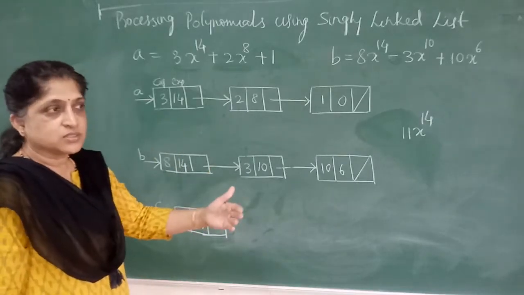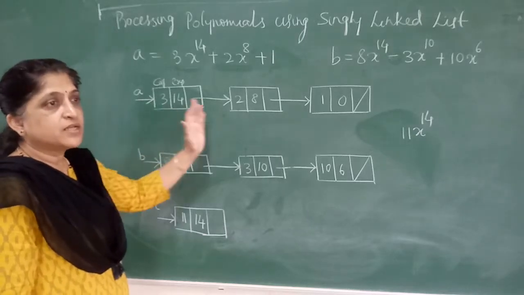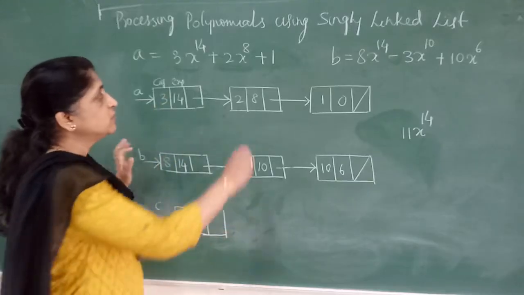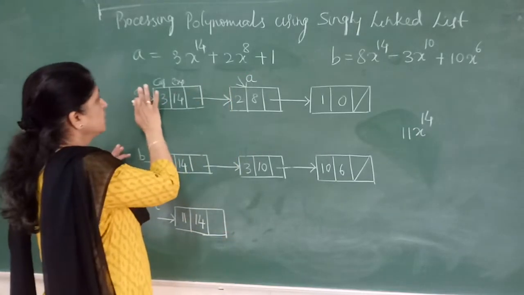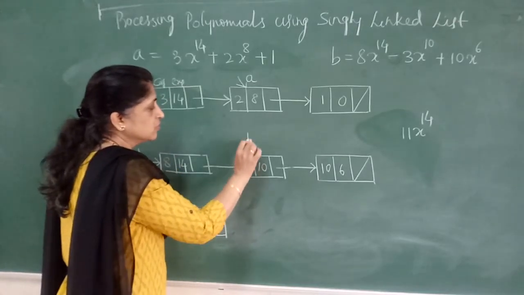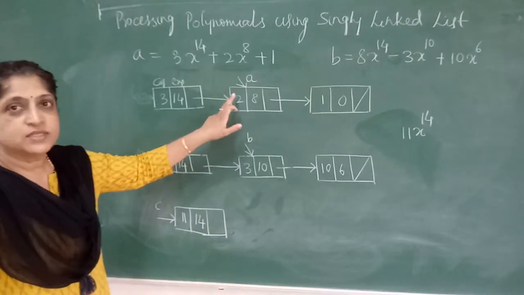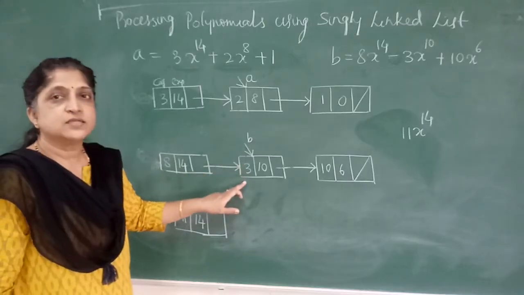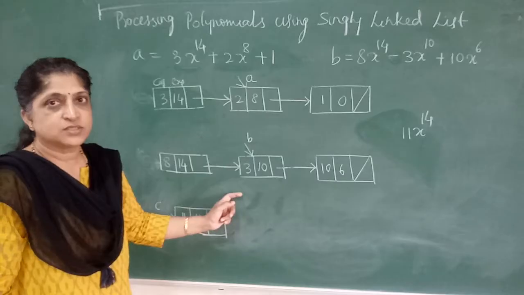Then how should we process? Since we have processed both these polynomials, we have to advance to the next nodes in both these polynomials. So make A to point to this node. So A is no more pointing here, and B to point to this node. Now A is pointing to the second term in the polynomial A and B is pointing to the second term in the polynomial B. Now compare the exponents.